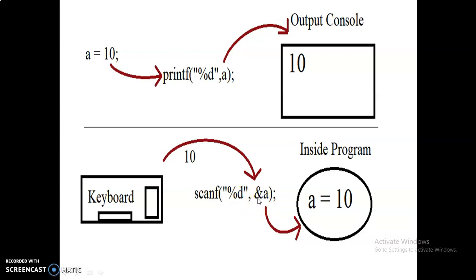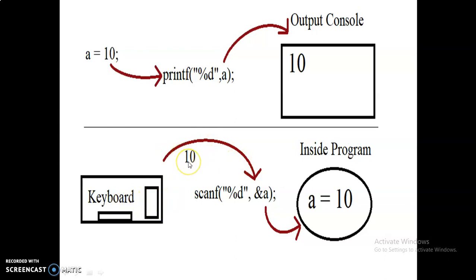This is the ampersand. Without the ampersand, if you give a variable name, it will give you an error message, because in memory the values are to be stored in a particular location. So you need this address operator, the address symbol ampersand. So in C, while getting inputs from the keyboard, you must give the variable name with the address symbol ampersand.